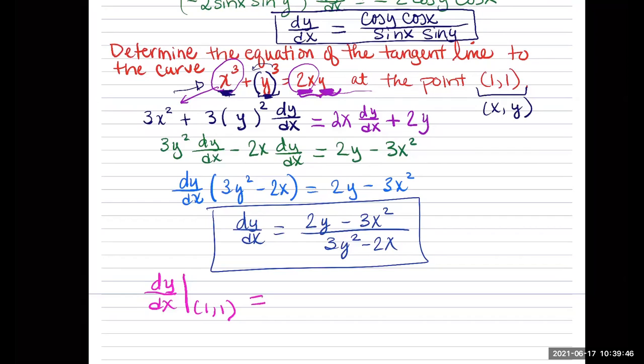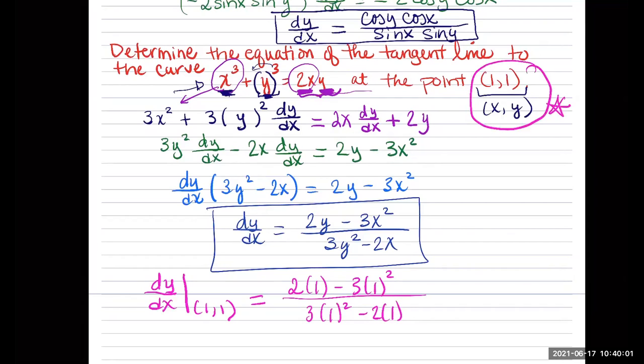So that means everywhere I have an x, I'm going to plug in 1. Everywhere I have a y, I plug in 1. You could have just written that as 2 minus 3. I just wanted to make sure that you could see where I've got the numbers. So I'm using this point that was given to me over here.